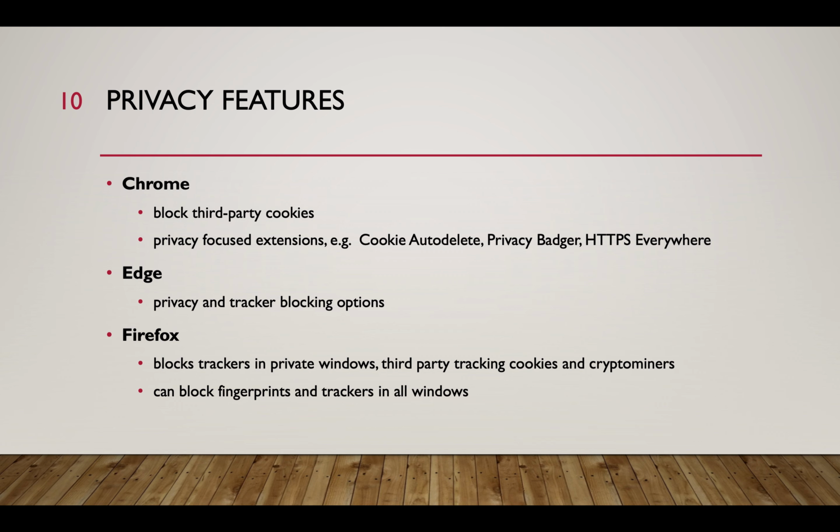And the last one is Firefox. Firefox is the safest among these three browsers. It blocks the trackers in private windows. What's a private window? It's like incognito in Google Chrome. And then third parties cannot track the cookies and crypto miners. It also blocks fingerprinting and trackers in our window. So these are the options that you can choose, because in Firefox there are three levels of security. The first one is standard, the second one is very high security, and the last one is custom. So you can choose which one you want enabled and which one you want disabled in Firefox.